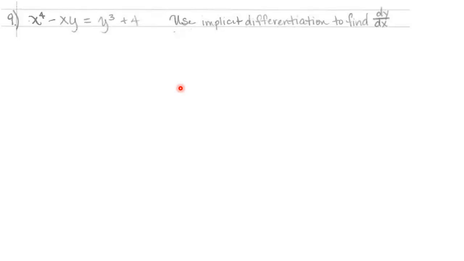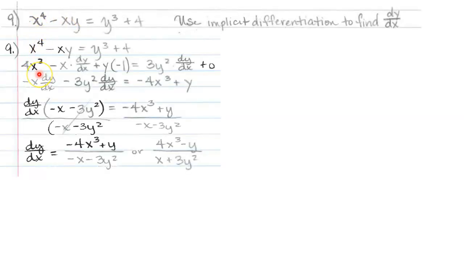All right, for number 9, we're doing implicit differentiation. So remember, we're going to do derivative like normal, but if you take the derivative of y, you have to leave a dy dx in there. So derivative of x to the 4th is just going to be 4x to the 3rd. Here we've got two things being multiplied, so I have to do product rule. I have to do first times derivative of second plus second times derivative of first. So first was x. Second was y, so derivative of y would be 1, but because it was a y, I have to leave a dy dx there. So first times derivative of second plus second times derivative of first, derivative of negative x is negative 1.